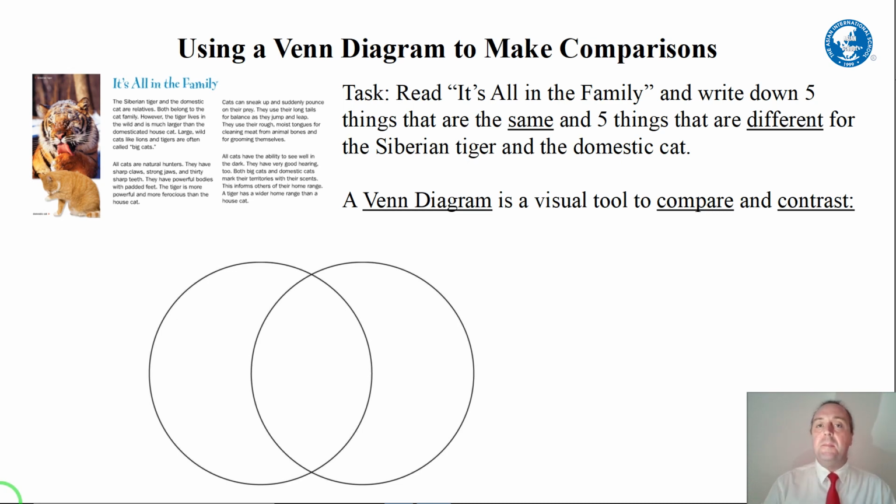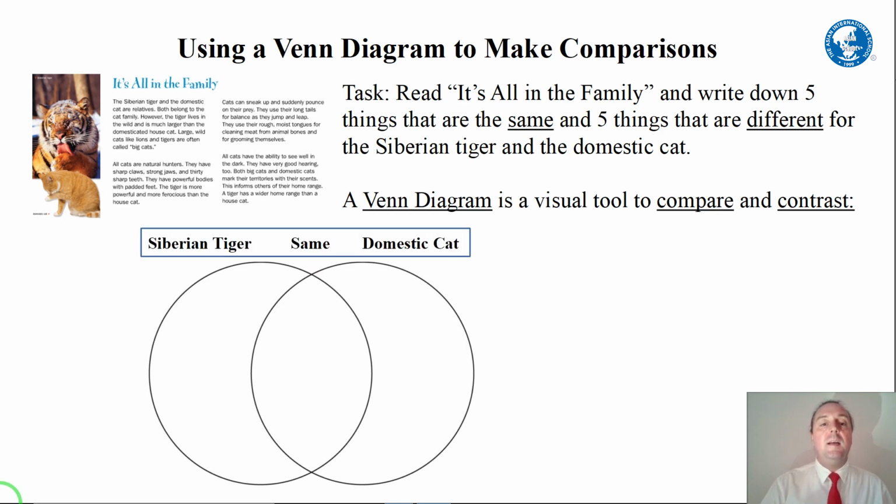This is a Venn diagram. That's all it takes, is 2 circles that overlap each other. Then at the top, because we're talking about the Siberian tiger and the domestic cat, in the center we list the things that are the same, and on the outside we list the things that are different for the two. So let's go through that.